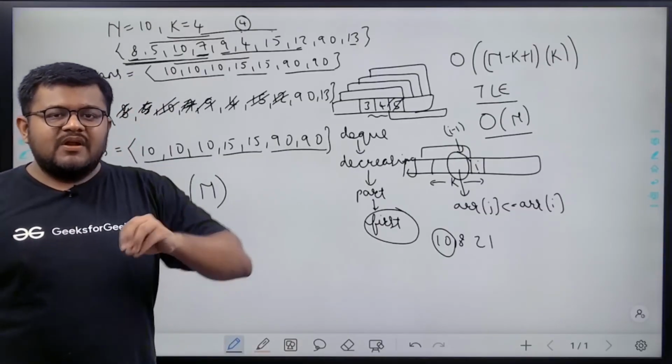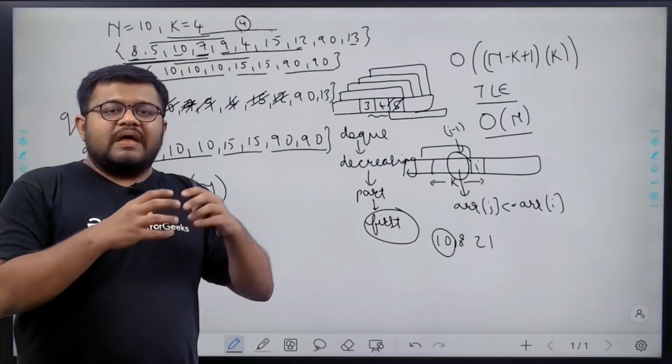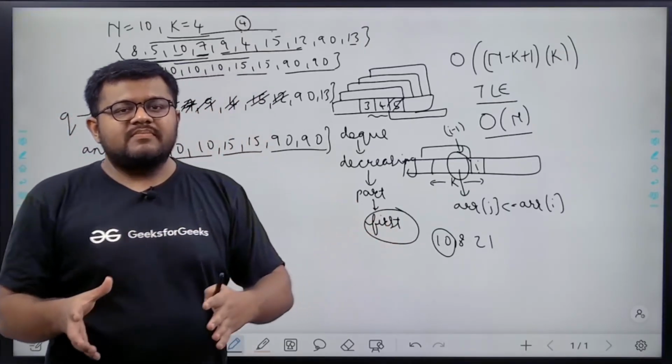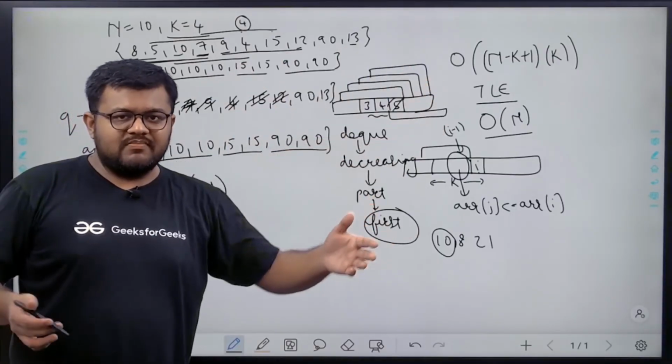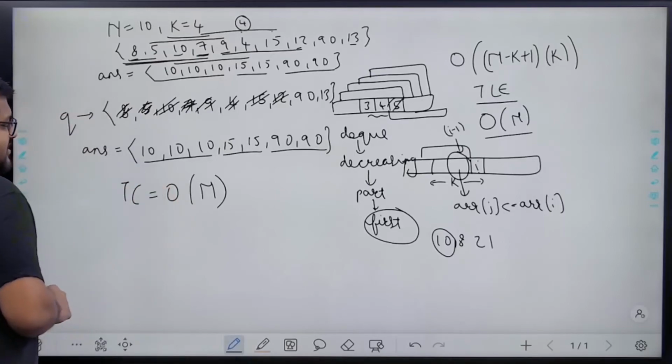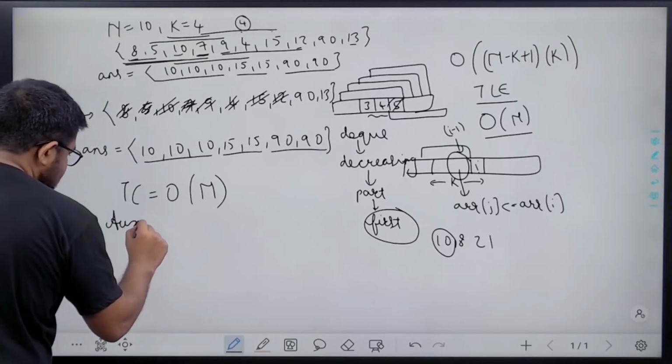and one element will be added once and removed at max once, right? So n elements will be added in the queue and n elements will be removed, so that will also take big O of n time, and we are running one loop that will also take big O of n time. So overall time complexity will be big O of n. What would be the auxiliary space?